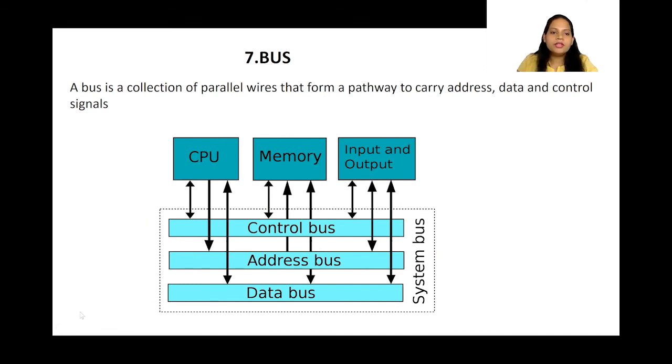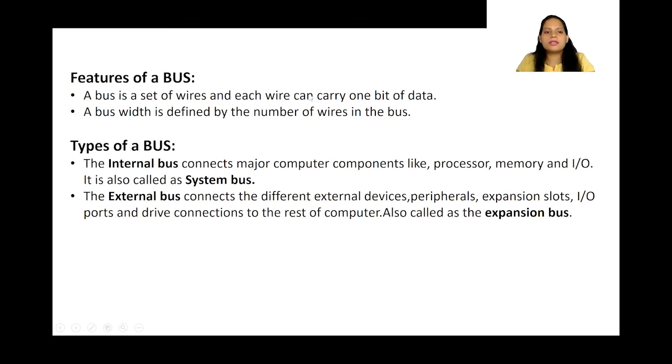So let's move to the features of a bus. A bus is a set of wires, and each wire can carry one bit of data. So there are a lot of wires connected, and each wire can carry one bit. A bus width is defined by the number of wires in the bus. If there are 8 wires, then we say the width of the bus is 8 bit. If there are 32 wires, then the width of the bus is 32 bit.